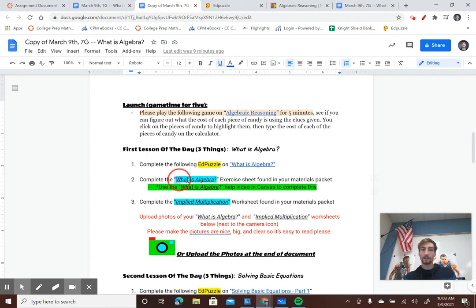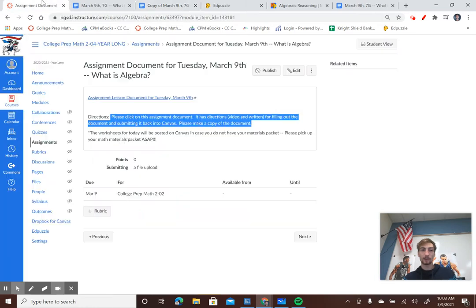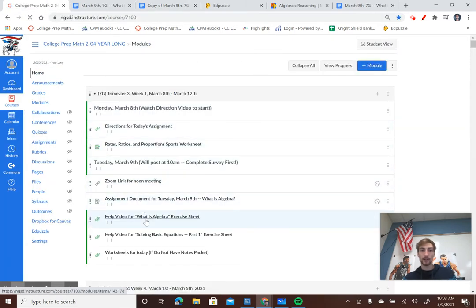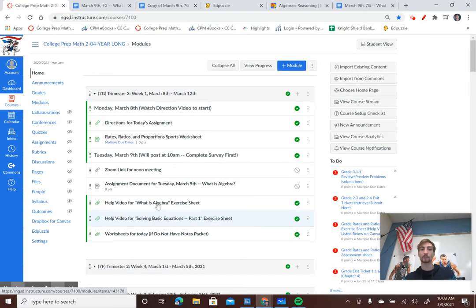And then you're going to complete the What is Algebra exercise sheet, and that's found in your materials packet. All right, and then there's a help video to go along with this worksheet, and it's located right here in Canvas. So right under Tuesday, March 9th, you'll see help video for What is Algebra exercise sheet.